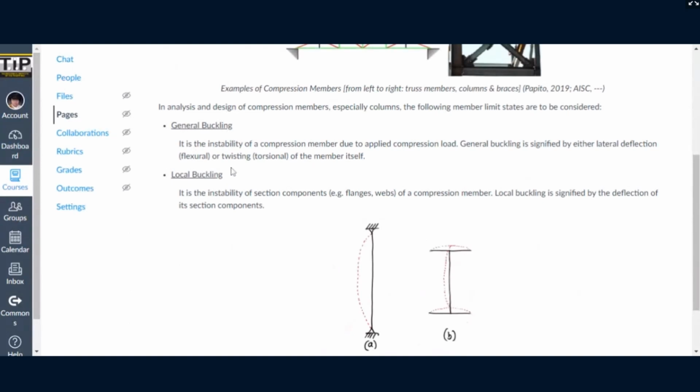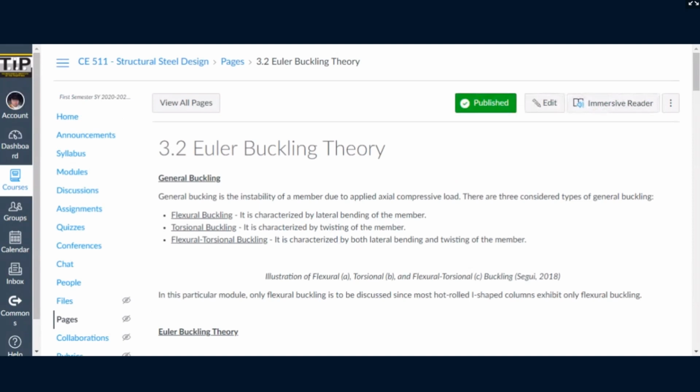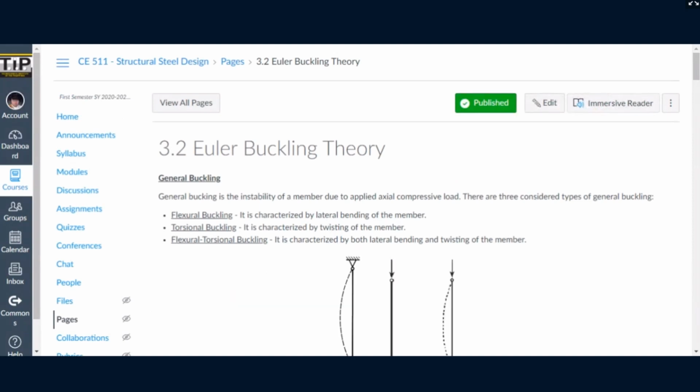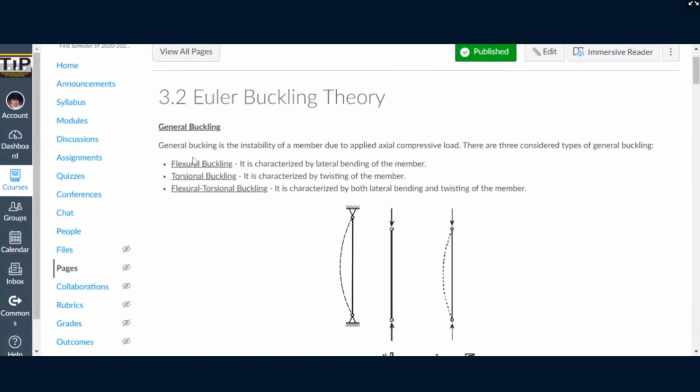So we differentiate the two. General buckling is the instability of the member itself, while local buckling is the instability of the components. So there's the illustration showing the difference between the two. And then we also discussed the Euler buckling theory. So we discussed the types of general buckling that we may encounter.